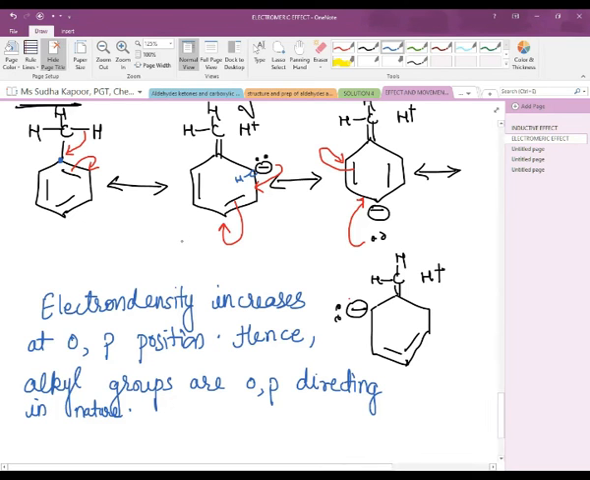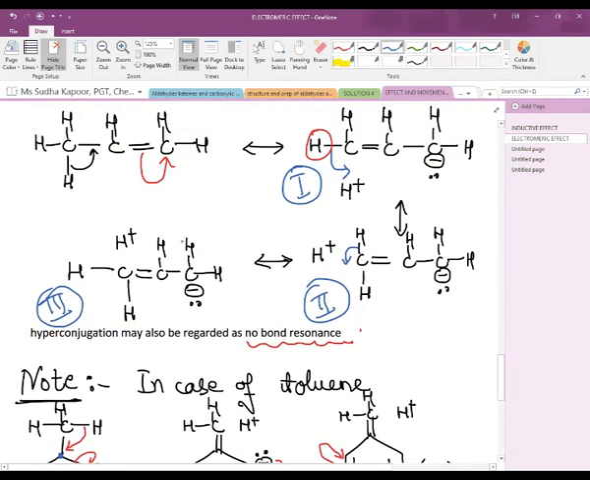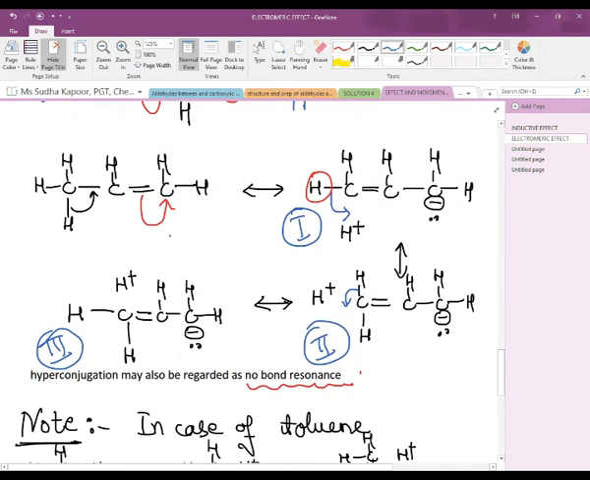So revise these 4 effects: inductive, resonance, electromeric, and hyperconjugation in detail, and be ready with the various effects and various reasoning questions related to these effects.